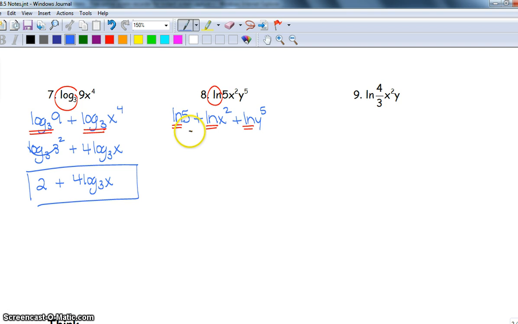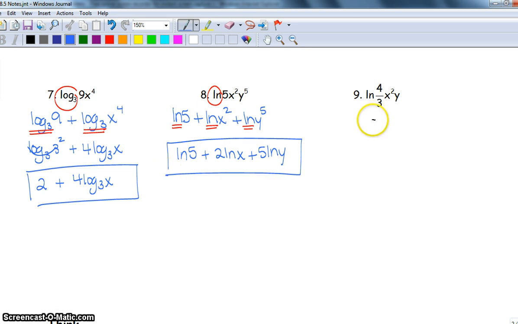Alright, so let's continue expanding this. Natural log of 5. Can't do anything there. Natural log of x squared. I've got an exponent, so I bring that 2 out front. And then our last piece, we've got an exponent of 5. We bring our 5 out front. And now we've completely expanded that piece.